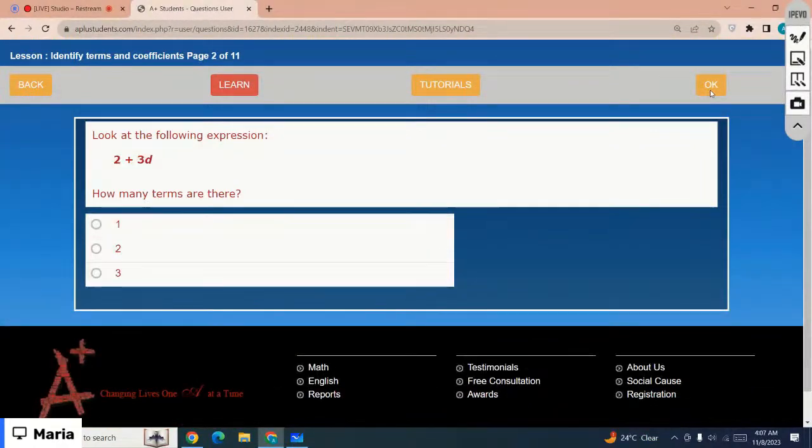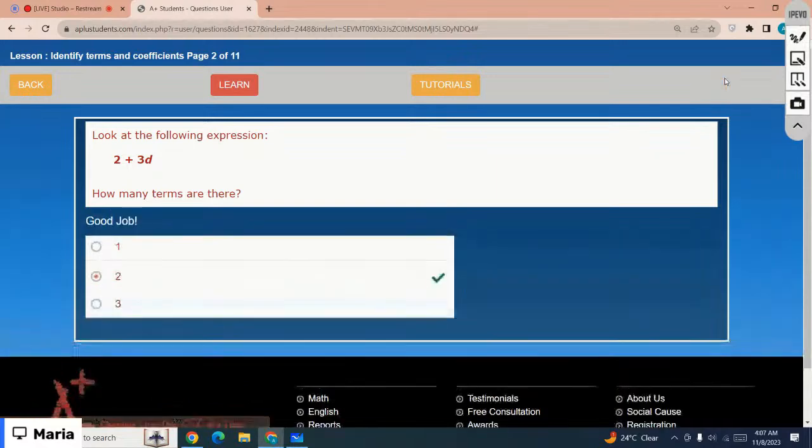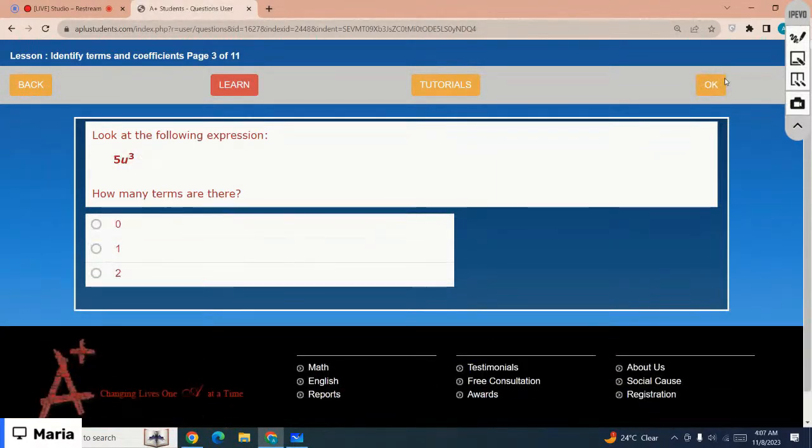Look at the following expression 2 plus 3d. How many terms are there? Which is the correct option? So you have two terms, right? 2 plus 3d, they are two terms. Look at the following expression 5u cube. How many terms are there? Which is the correct option? That is the one term. Got it? The correct option is 1.